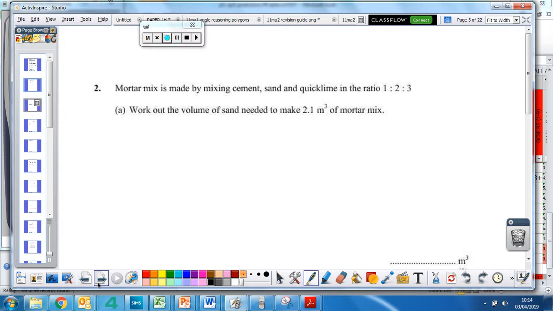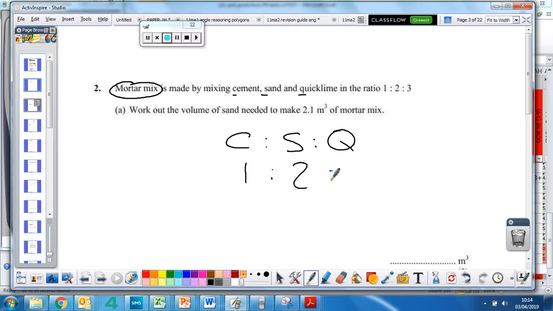It tells you that mortar mix is made by mixing cement, sand and quicklime, C, S, Q, in the ratio 1 to 2 to 3. Work out the volume of sand needed to make 2.1 cubic meters of the mortar mix. The mortar mix is the whole thing, isn't it? The mortar mix is the whole total. They're asking you to make 2.1 in total. And they want to know what the sand would be, this part here.